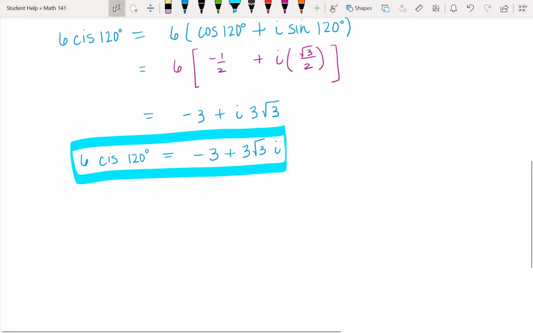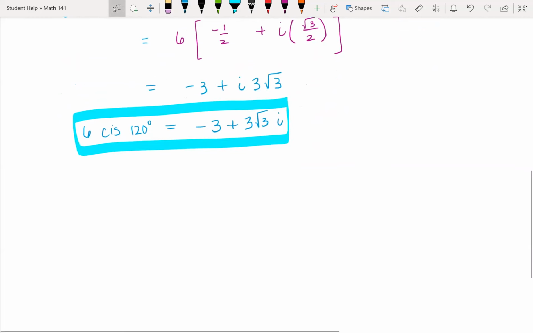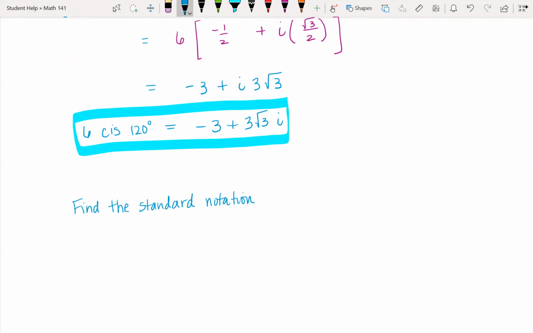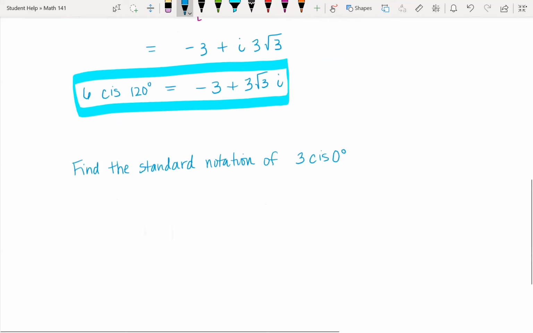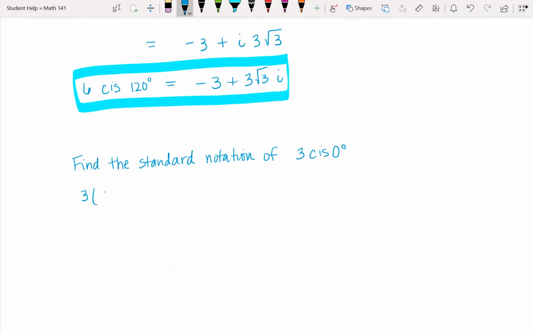Let's do another like that. Let's find the standard notation of 3 cis 0 degrees. It's interesting, right? 3 times the cosine of 0 degrees plus I sine of 0 degrees.